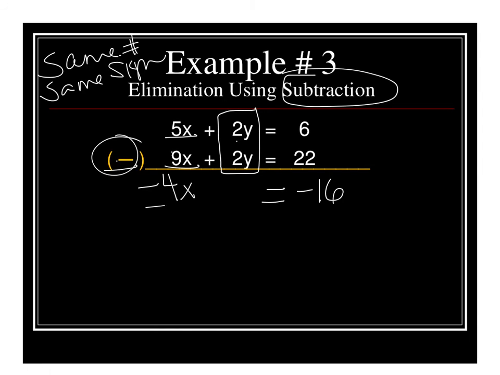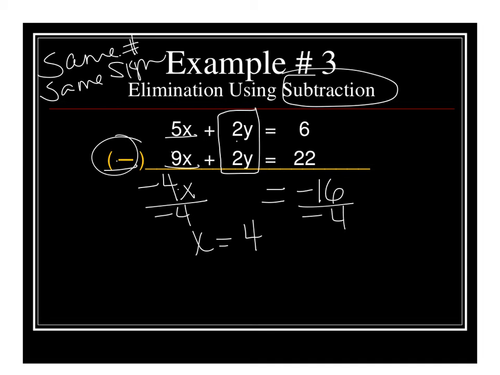All right, now I've just got to get rid of that negative 4 in front of the x. Remember, a number, coefficient in front of a variable means you're doing some multiplication, so you undo multiplication with division. So my value for x is negative times negative is a positive, and 16 divided by 4 is 4. So my x value is 4.